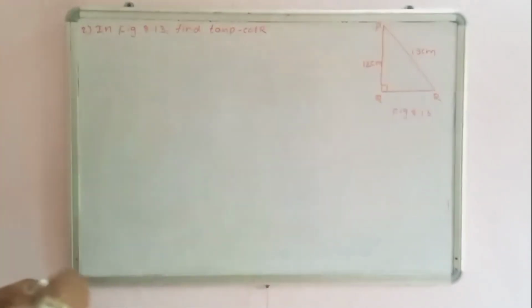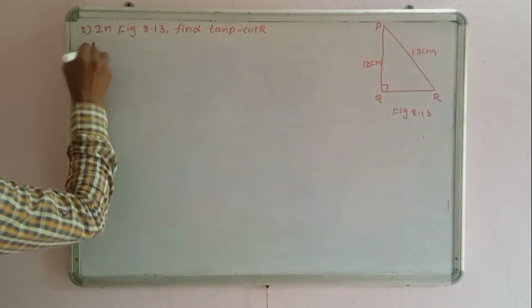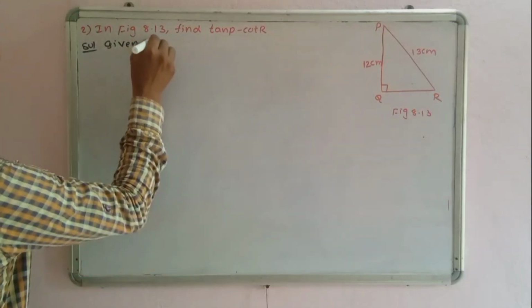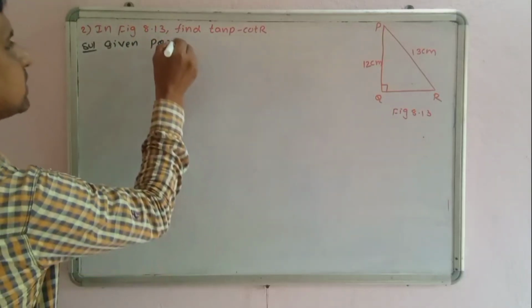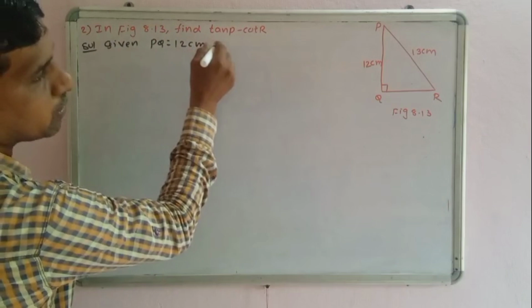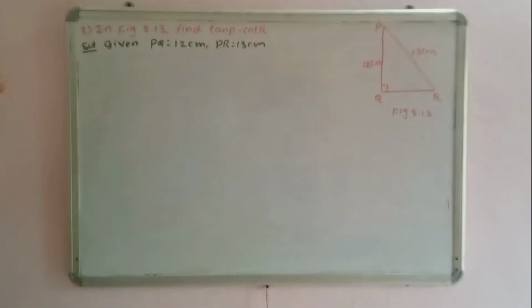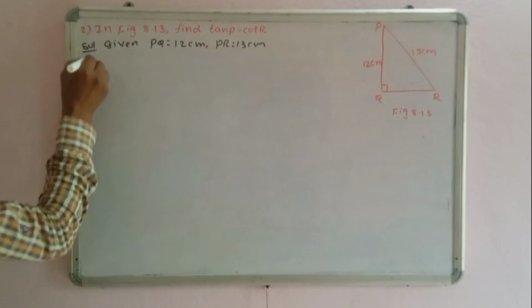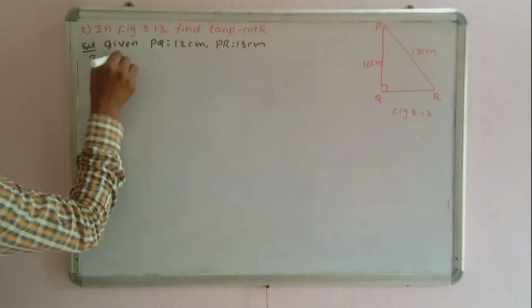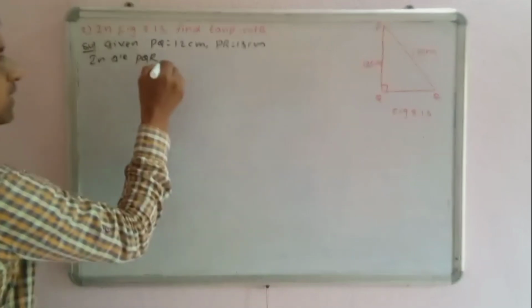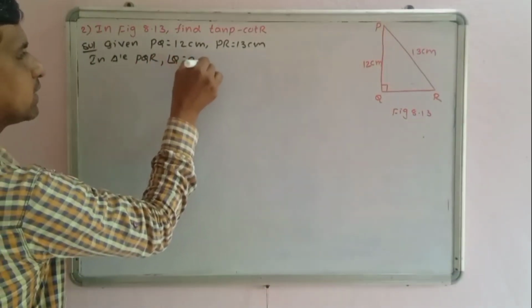Okay, right? First write given. What is given? So given, PQ equals 12 centimeters. PR equals 13 centimeters. In triangle PQR, where is the right angle? Angle Q is the right angle. So angle Q equals 90 degrees.